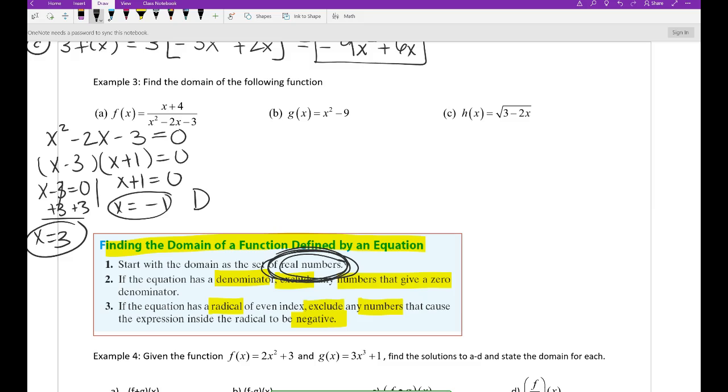So here we go, domain. You're going to start with all reals because it has a denominator. You're going to say all reals excluding what? That's right.